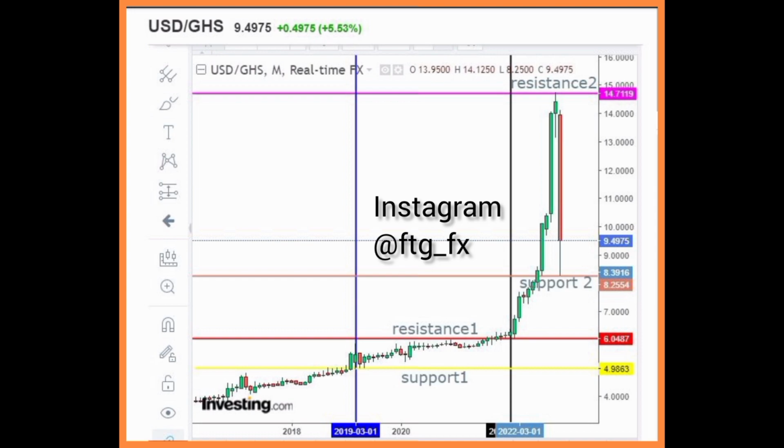So for me, per my analysis, or from the technical point of view, I feel and believe that if support 2 is broken, the cedi is still going to gain extra strength and go as low as 6 Ghana cedi. But if support 2 is not broken, then there are high chances that the price will reverse back to the 14.7 Ghana cedi.